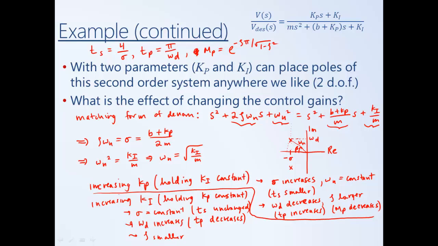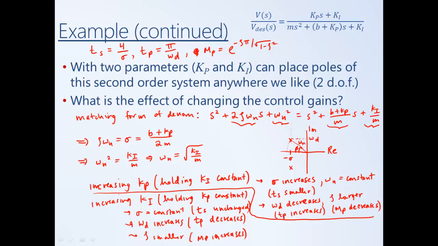We can also see that here. So sigma is constant because Kp is constant, but omega n is getting larger because Ki is getting larger. So if this quantity is constant and omega n is getting bigger, that means zeta must be getting smaller. And a smaller zeta means more overshoot. And so that gives us a sense of what the effect of these control gains are.